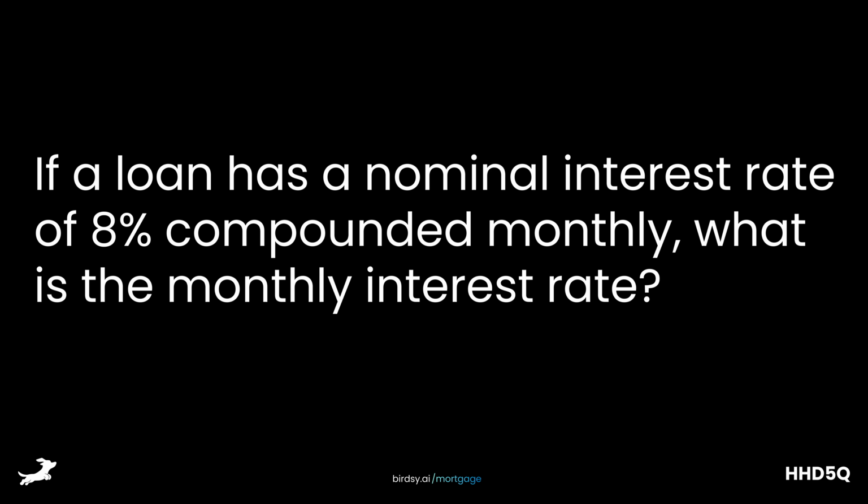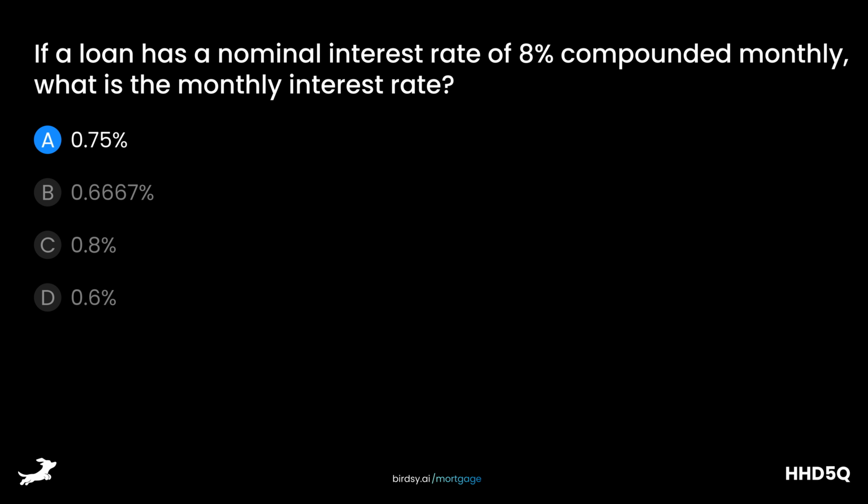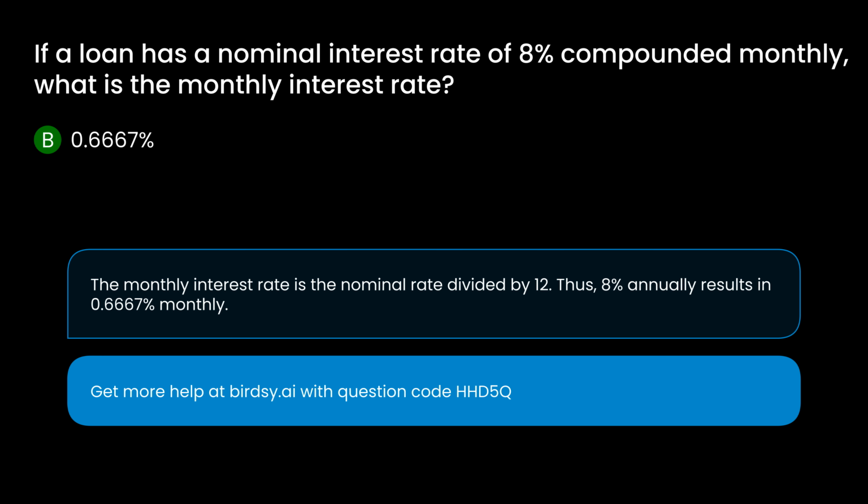If a loan has a nominal interest rate of 8% compounded monthly, what is the monthly interest rate? Is it A, the monthly interest rate would be 0.75%, B, the monthly interest rate would be 0.6667%, C, the monthly interest rate would be 0.8%, or D, the monthly interest rate would be 0.6%? The answer is B. The monthly interest rate would be 0.6667%. The monthly interest rate is the nominal rate divided by 12. Thus, 8% annually results in 0.6667% monthly.